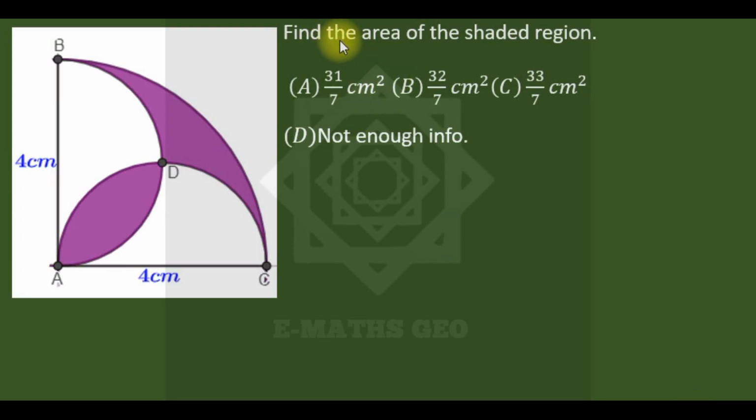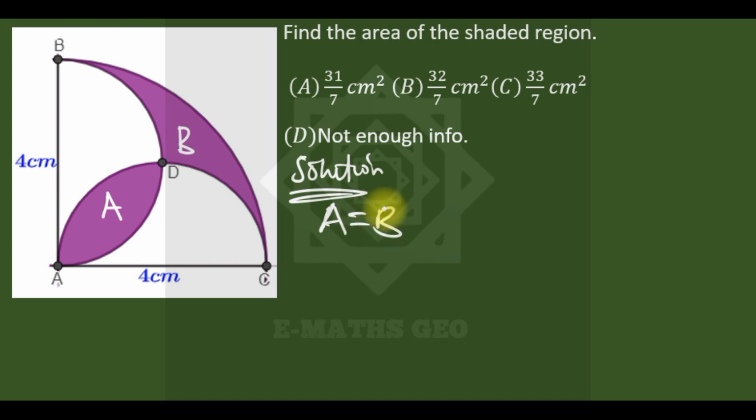Okay, we are asked to find the area of the shaded region. I will use a formula that applies whenever you are given this kind of diagram, as long as this is a quarter circle and the lengths here and here are the same. Assume we call this area A and this area B. A is equal to B, yes. I will still prove it.